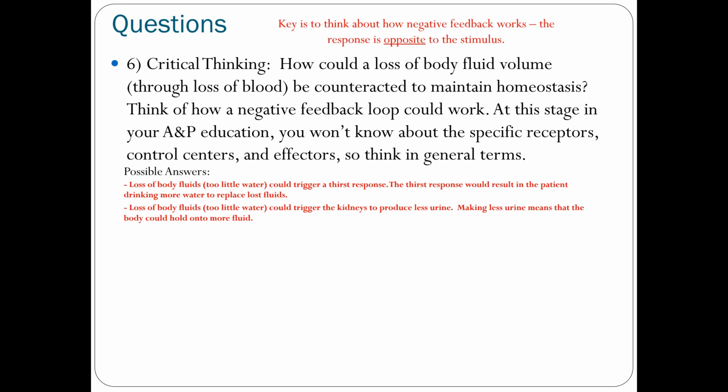Another possible answer is the loss of body fluids. Again, having too little water could trigger the kidneys to produce less urine. Making less urine means that the body could hold on to more fluid, and again, this is to counteract the water loss by keeping additional water in the body. Another example is that the loss of blood could trigger the production of more blood and more red blood cells. The production of additional blood would counteract the blood that was lost. So again, the stimulus was we lost blood. The response is we make more blood. So the response is opposite of the stimulus, and that is the basis of negative feedback.